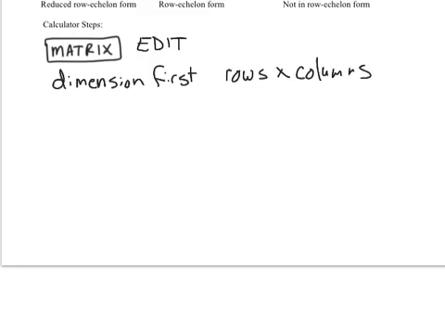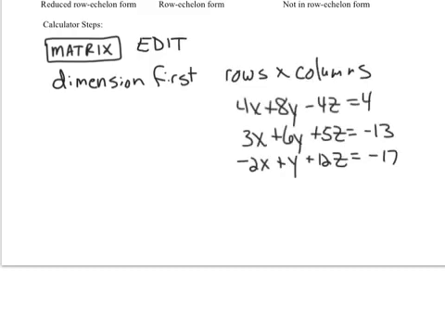So let me give you a system that you can practice putting in if you happen to have your graphing calculator with you. If not, we're going to do this in class as well. So here's a system. 4x plus 8y minus 4z is 4. 3x plus 6y plus 5z is negative 13. And negative 2x plus y plus 12z is negative 17. If I were to write out the augmented matrix for that, you would just put in the coefficients. And this is what I'm going to put in the calculator.